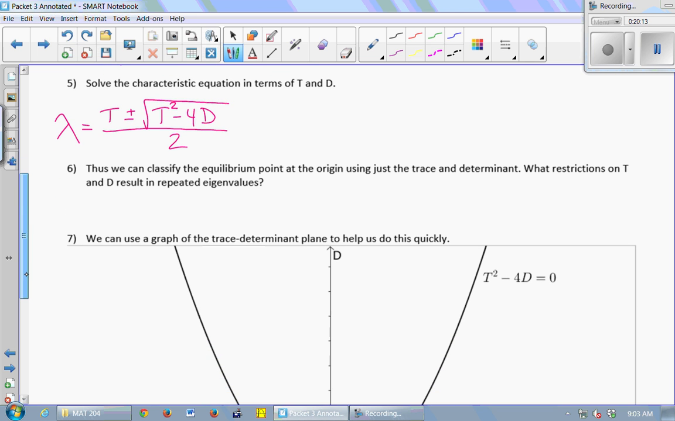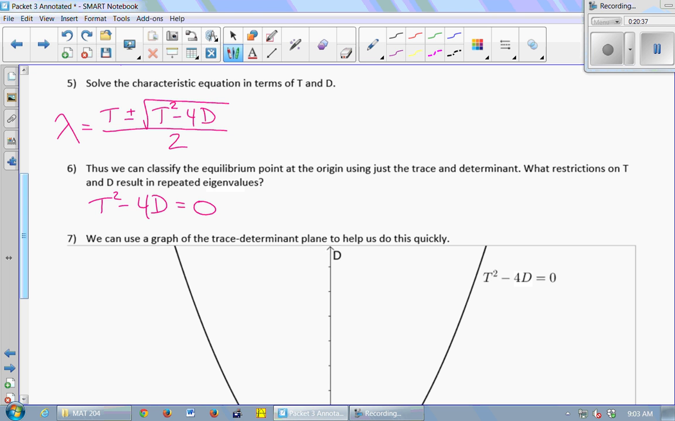Oh, I just told you the answer to this. What restrictions on T and D result in repeated eigenvalues? What did I say? Yeah, T squared minus 4D equals 0. If the thing under the square root is 0, then T plus 0 and T minus 0 give you the same thing. So you're going to have a repeated eigenvalue.